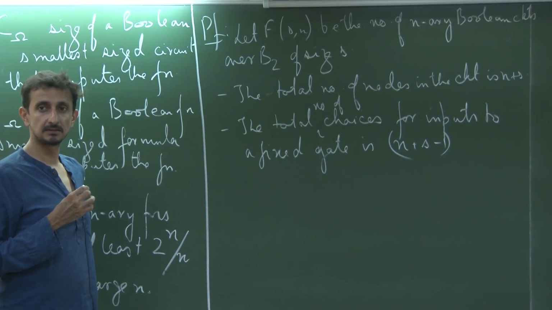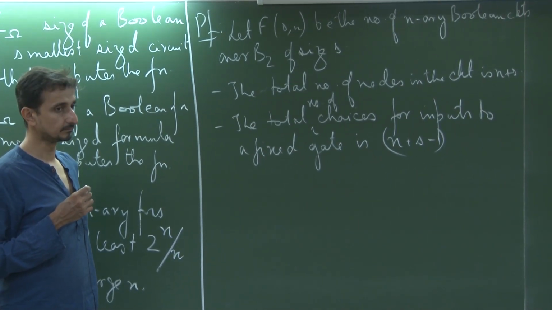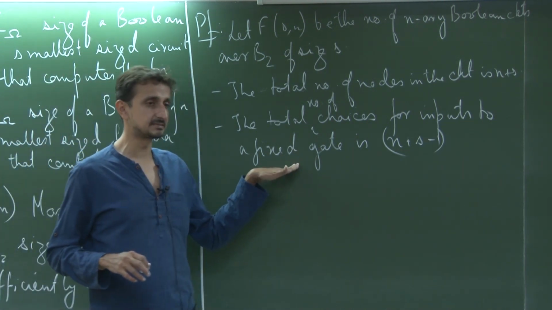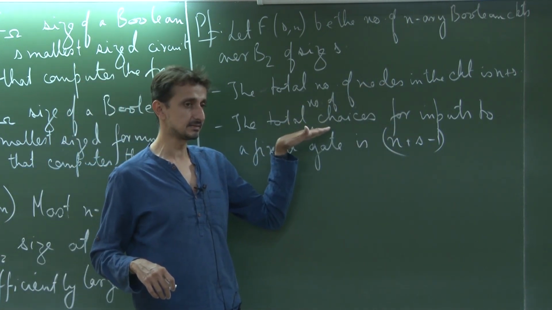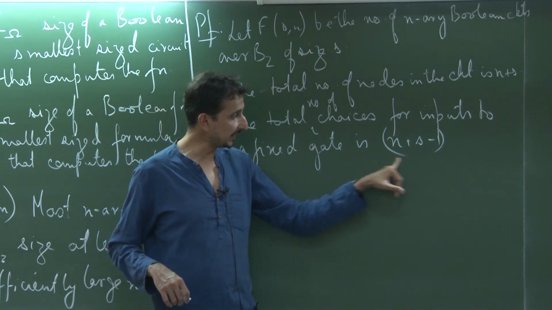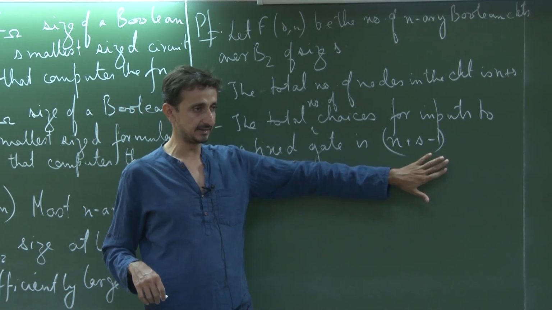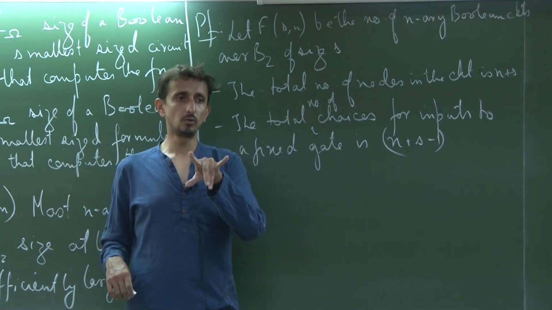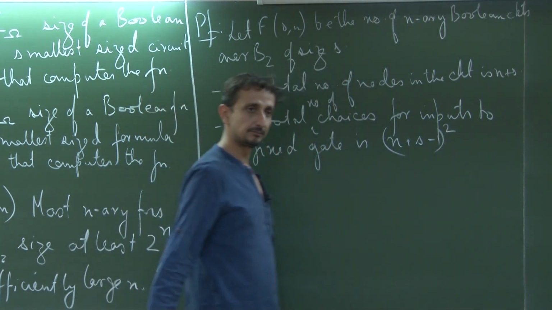Anything else? I am not talking about the input gates, I am talking about the other gates. Okay, these s many gates. So, each of those s gates can take its input from any of these n plus s minus 1 gates. And there are two inputs to a particular gate. So, this will be n plus s minus 1 whole square.